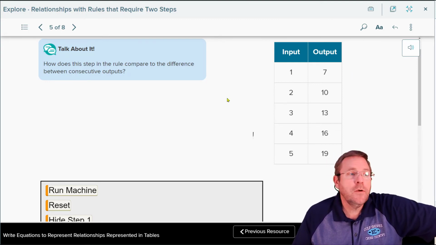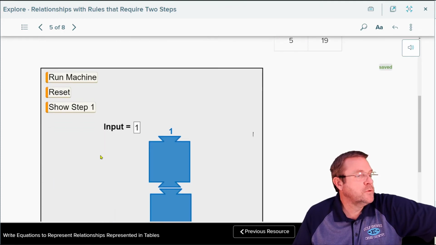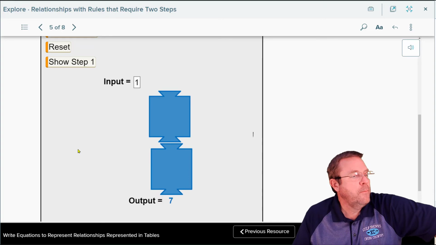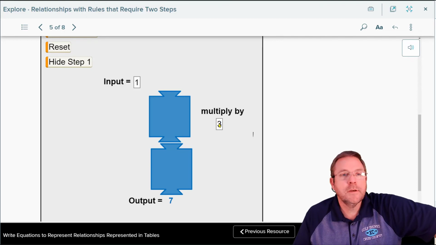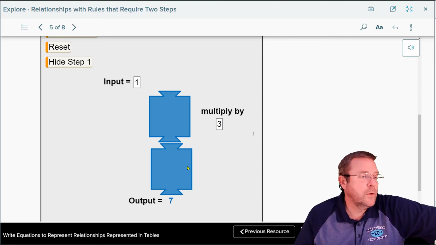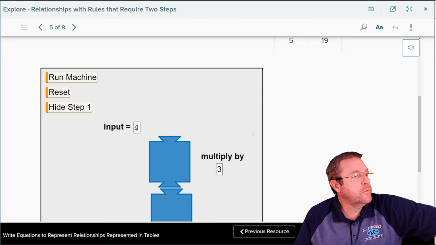It might just help if we showed what the first step was going to be. So I've got my machine here, same machine, going back to 1. If we ran it, we still get the same 7. But if we ask to show the first step, after the first step, the first number is going to be to multiply by 3. So 1 times 3 would be 3. What would you do from there to get to 7? You'd add 4.